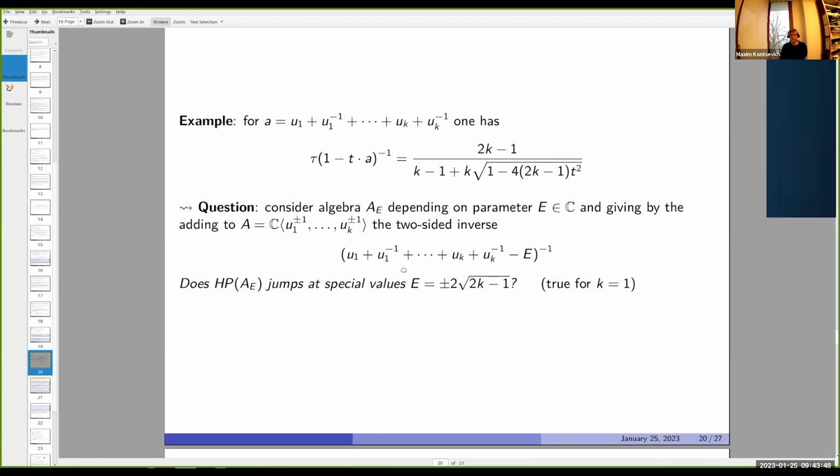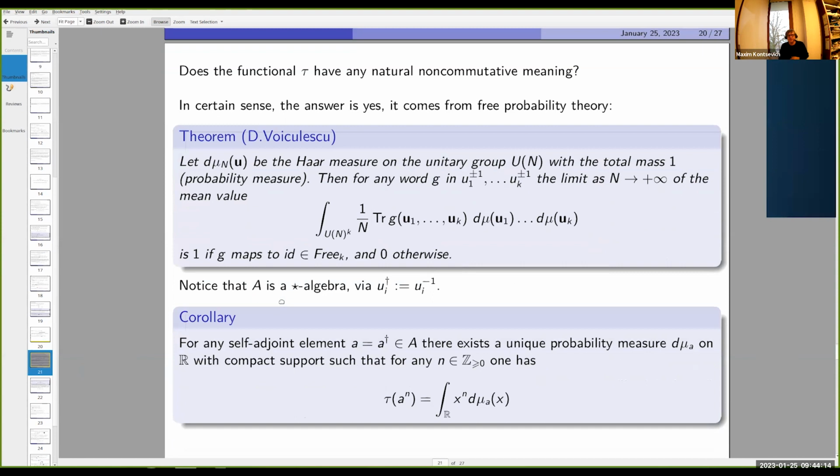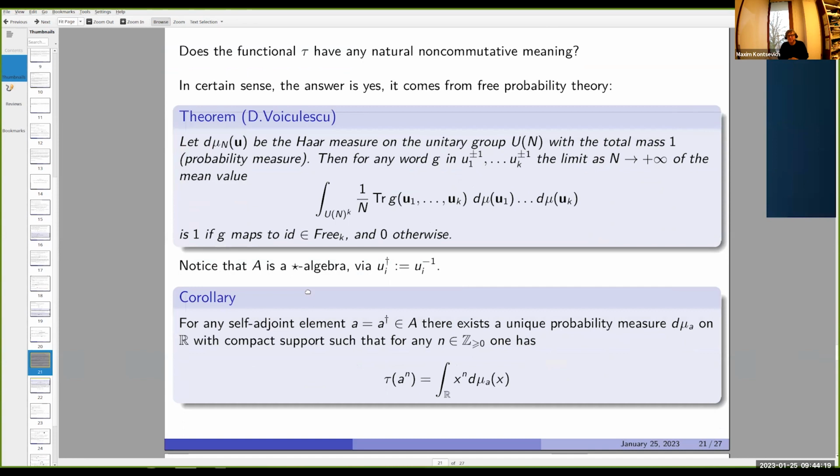It's definitely true for k equal 1. And it's a very interesting challenge to see if for k equal 2 and so on, you get some kind of algebraic something which happens for this E. And you see that HP jumps. Does this functional have any natural non-commutative meaning? So I don't have any Fredholm module, and I don't know what the map from the algebra to periodic cyclic homology is. Yes, it's very shaky ground here. But in a certain sense, the answer is yes, and it comes from free probability theory.